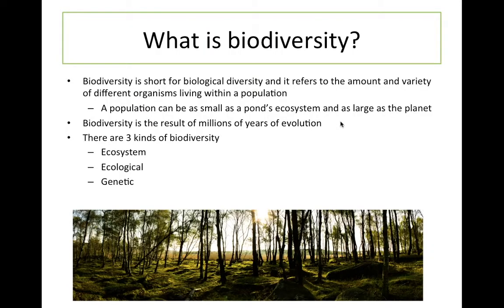So let's start off with what is biodiversity. Biodiversity is short for biological diversity, and it refers to the amount and the variety of organisms living within a population. A population can be as small as the pond's ecosystem and as large as the planet. Biodiversity is the result of millions of years of evolution. There are three kinds of biodiversity: ecosystem, ecological and genetic.